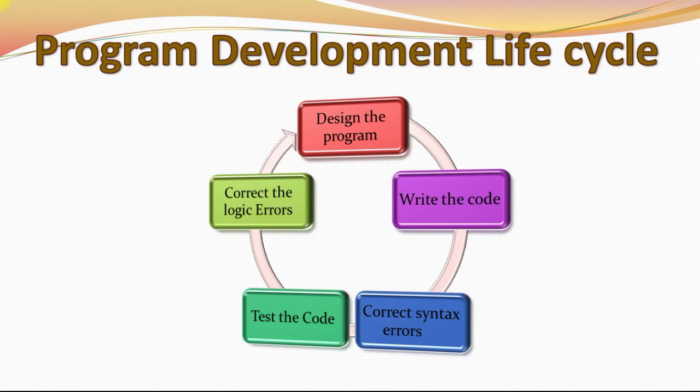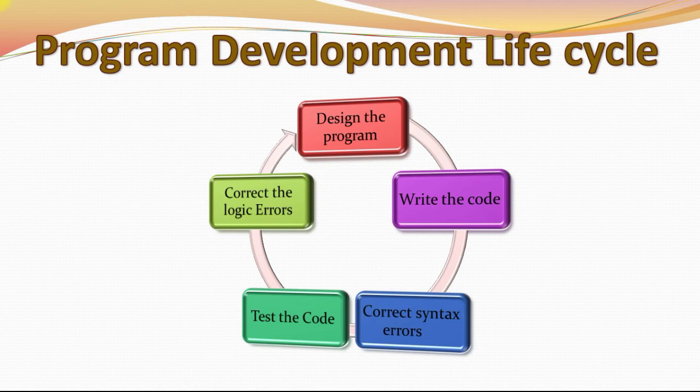Once a program is being tested, there may be mistakes in the program which are logical errors. For example, you need to do multiplication in your program, but instead of the star asterisk symbol, you placed the plus symbol. Suppose you have given an input value of 2 and 2. 2 plus 2 is 4, and 2 into 2 is also 4.